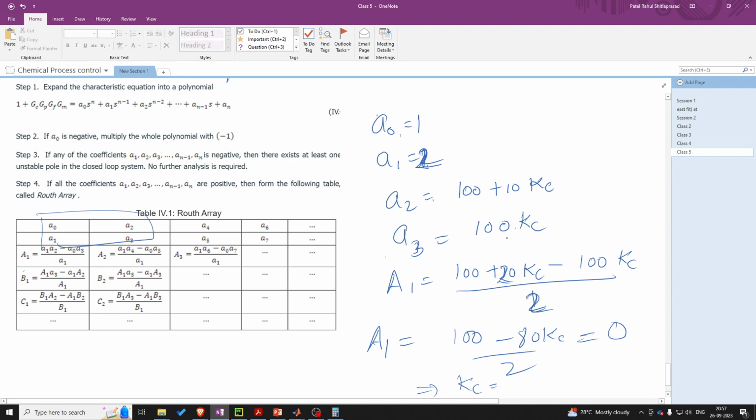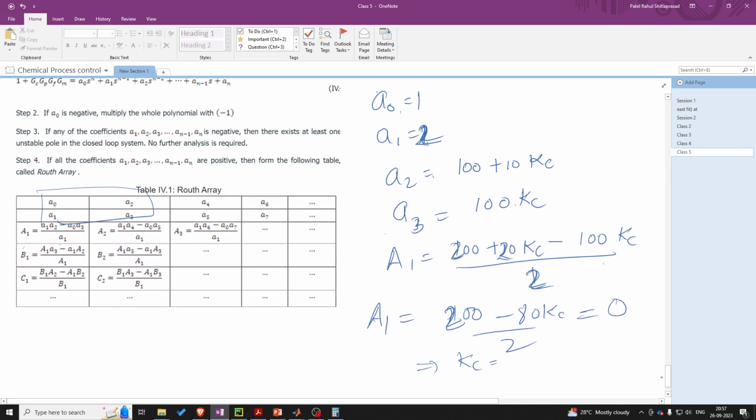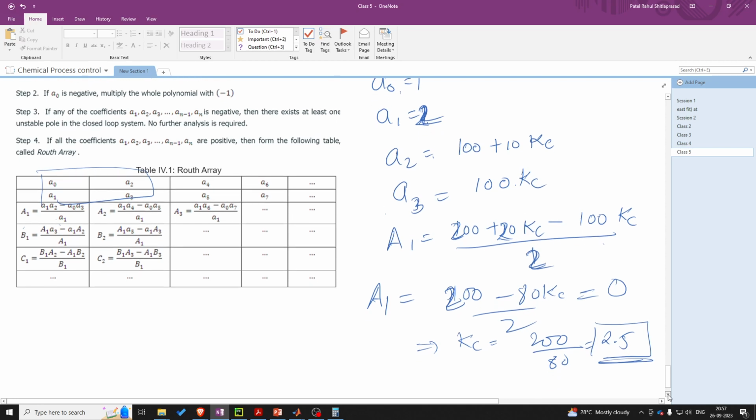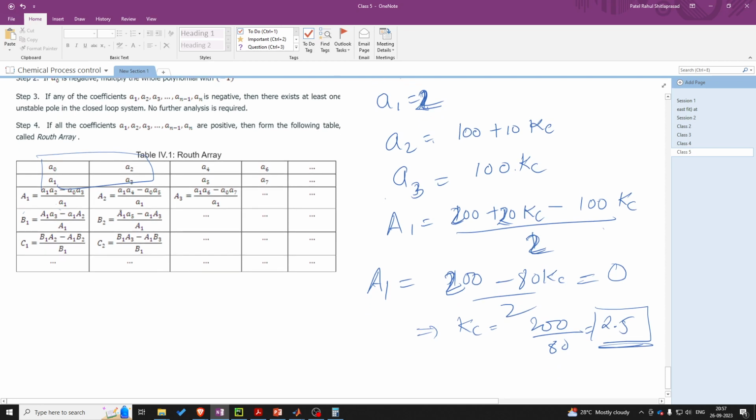A1 A2, that is 200 plus 20 Kc minus A0 A3. A0 A3 is 100 Kc upon A1. A1 is 2. So all these things are correct. So the value of Kc should be 200 upon 80, that is 2.5. This is correct. We can also find the other elements over here. So since A5 is 0, this will become 0. So this will be simply A4.